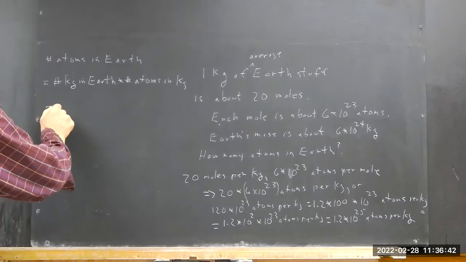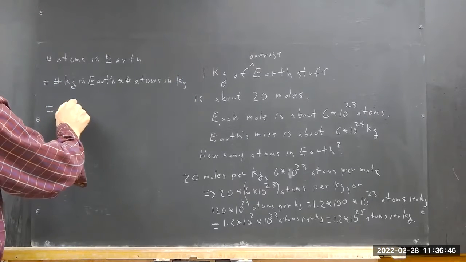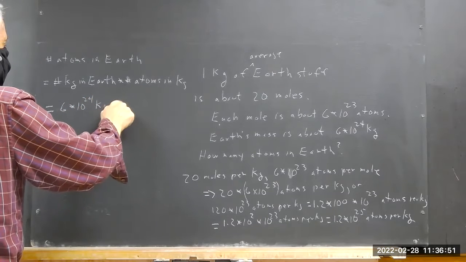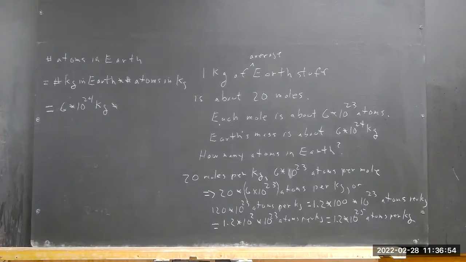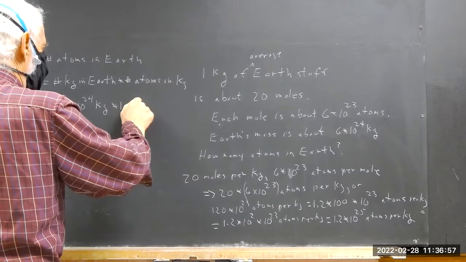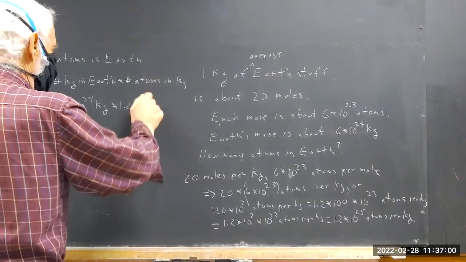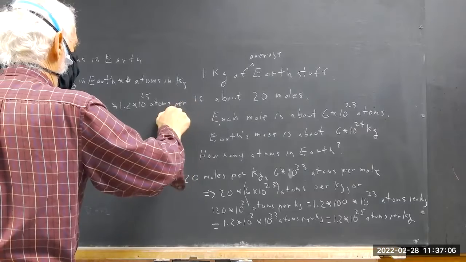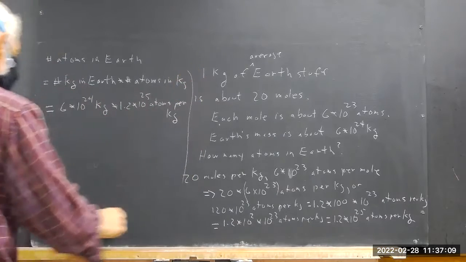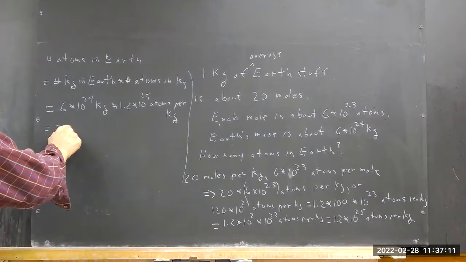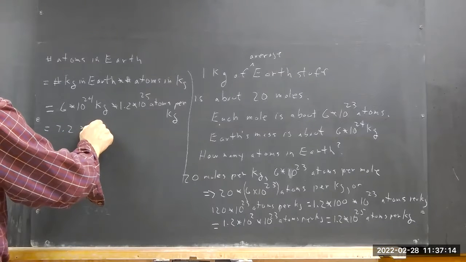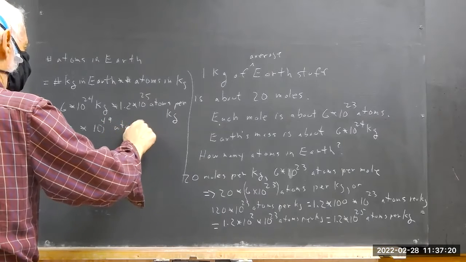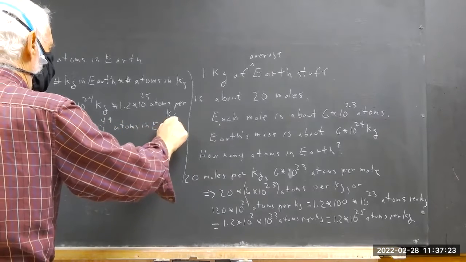Okay. Well, that would be 6 times 10 to the 24th kilograms, multiplied by 1.2 times 10 to the 25th atoms per kilogram. And that comes out 7.2, and I think I've heard that answer, times 10 to the 49 atoms in the earth.